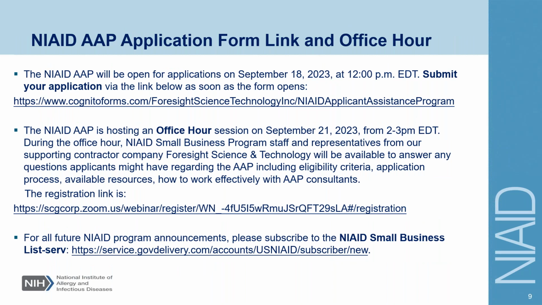So you can see the NIAID AAP application online form link under the first bullet points. And this online application form will be open on September 18, 2023 at 12 p.m. Eastern Time. We would recommend to submit your application as soon as the portal is open, as the program is first come, first served for all the eligible applicants.